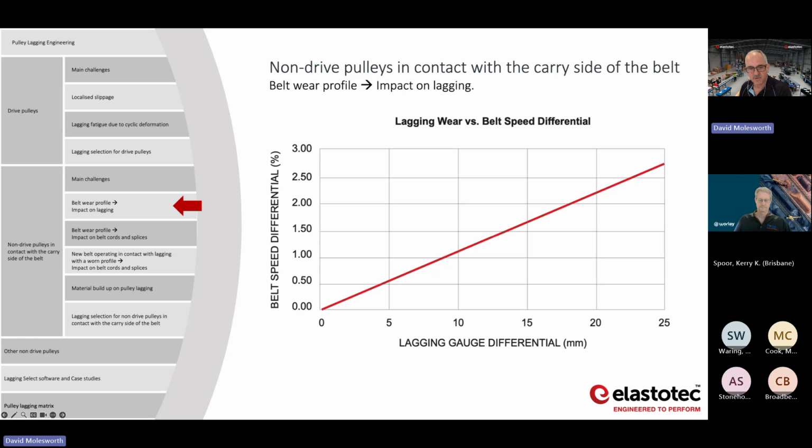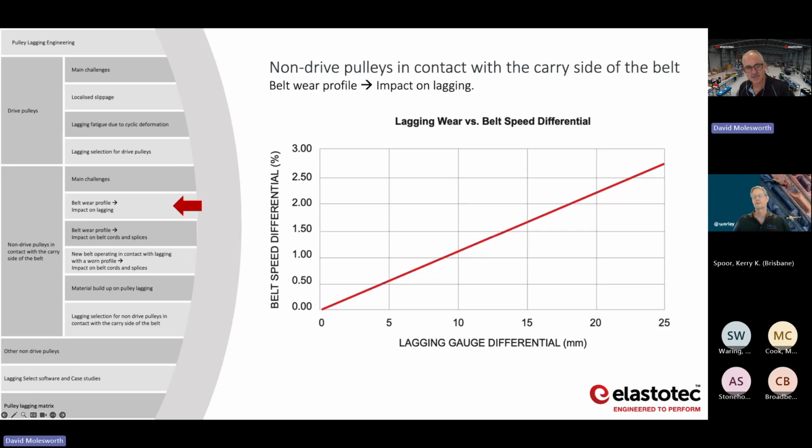And if we talk about lagging gauge differential, it's basically the difference in the lagging thickness from when it was new. So say right in the center of the lagging, when the lagging's brand new, let's say it's 20 mil. If you get 5 mil of wear, so in the center it's gone down to 15 mil, we would say the lagging gauge differential is 5 mil. We've lost 5 mil of the lagging thickness.